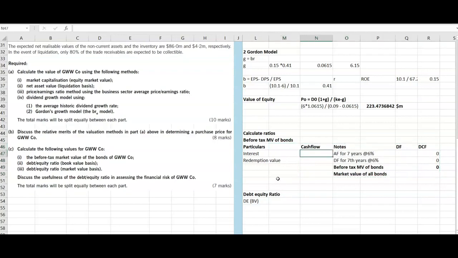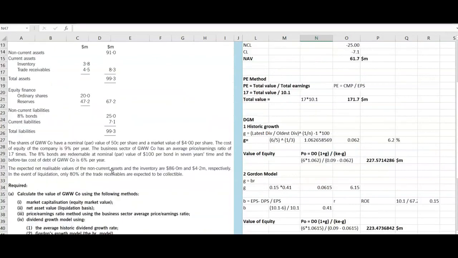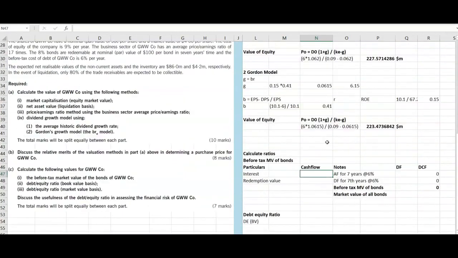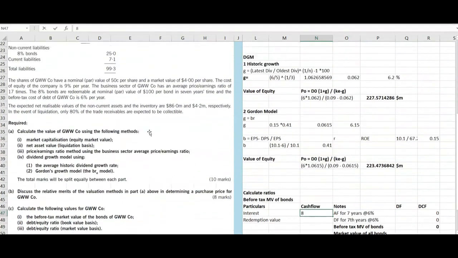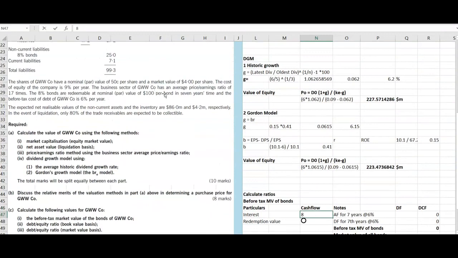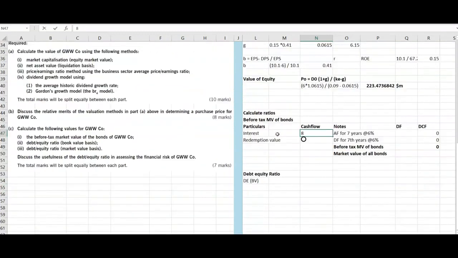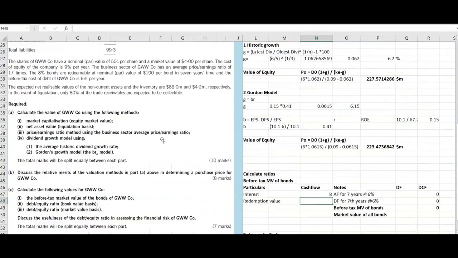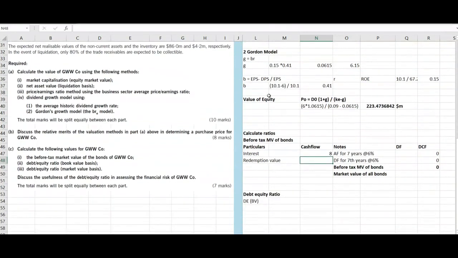So interest is before tax. So we'll just have to find out the interest here. It is an 8% bond. So we can take it directly there. So it's going to be 8% bond. We'll also have to check the nominal value. The nominal value of the bond is 100. So we can take it as 8. And redemption value, we have to check. The bonds are redeemable at a nominal par value of 100 per bond in 7 years time. So it is redeemable at 100.